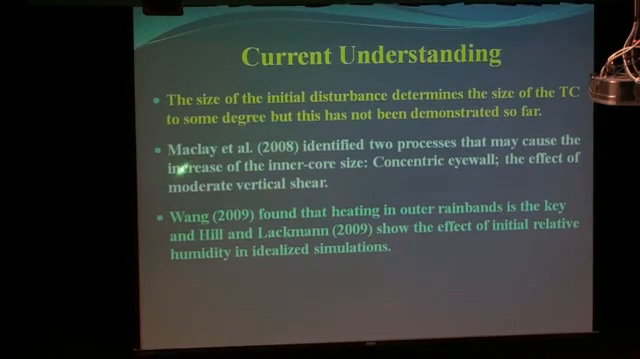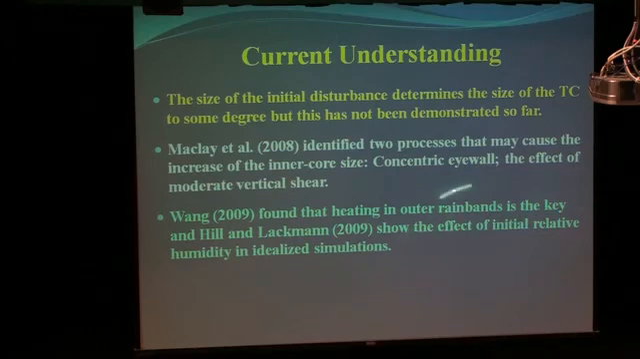The second is the work by Maclay et al. They identified two major processes that may cause the increase in inner core size. The first one is the development or the replacement of the concentric eyewall cycle. The second is moderate vertical shear. But they haven't shown the real physical mechanisms; that's just from observation. They gave statistical analysis from observational data. In my 2009 paper, I found that diabatic heating in the outer rain bands is the key to the size increase of tropical cyclones.